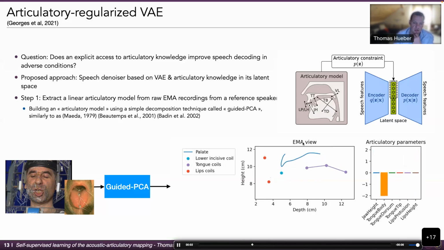By applying this guided PCA on a large data set of articulatory data, we are able to build this articulatory model, which has a few parameters, fewer than the number of parameters in the EMA space. And those parameters have some kind of phonological meaning. For instance, we can control the jaw independently from the tongue and the lips. Here you can see that we move the articulatory parameters, and you can see the impact on the corresponding vocal tract space. So we now have, for a particular speaker, an articulatory model of this speaker.